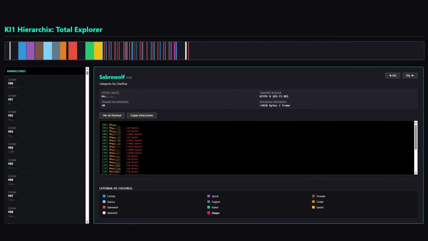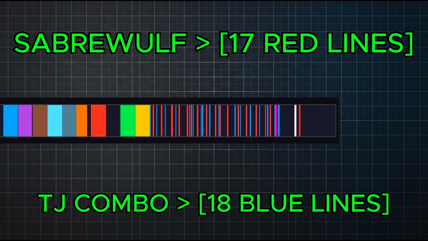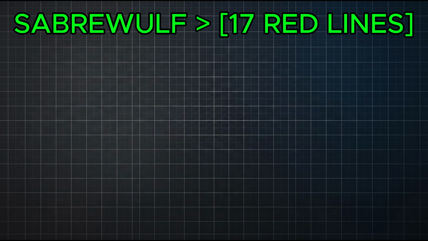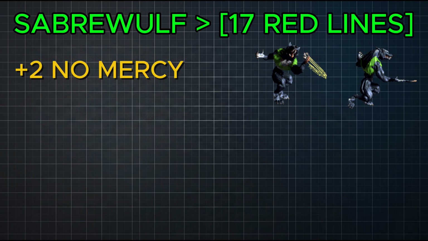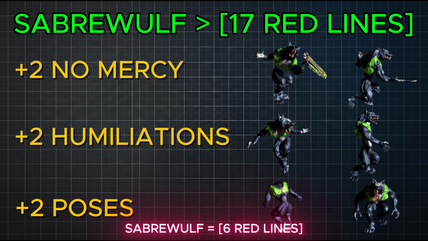And what about those smaller lines further ahead? Those lines are the No Mercies, Humiliations, and Victory poses, among other things. Based on the colors, we know these are images for TJ Combo and Saberwolf. If we count each line, there are 17 red ones for Saberwolf and 18 blue ones for TJ Combo. Let's take Saberwolf as an example. We have two No Mercy animations, performing the move and receiving it, Victory and Defeat poses. There are 11 lines missing.